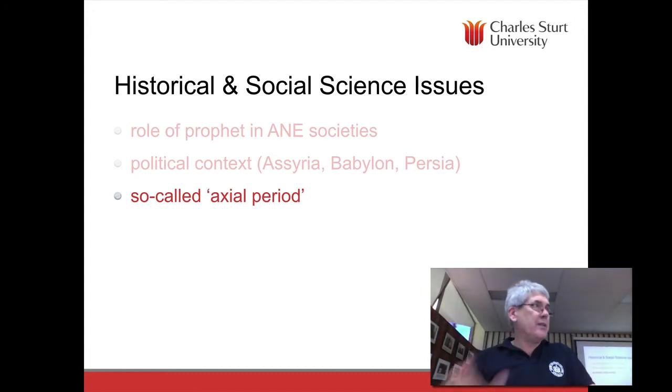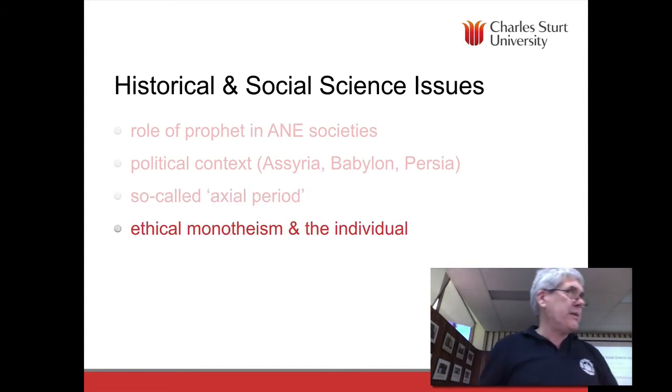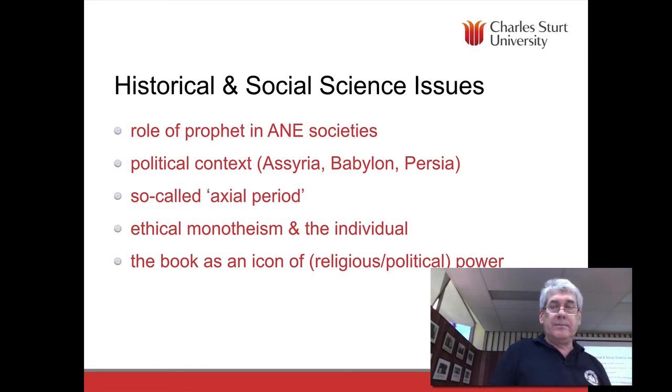All right, so this idea of the axial period going on in the ancient world. We get the emergence of ethical monotheism as one of the hallmarks of this axial period, and a new focus on the individual. And also the emergence of the sacred text, the book, as the icon of political and religious power. It's no longer the temple, although the temples won't disappear straight away.